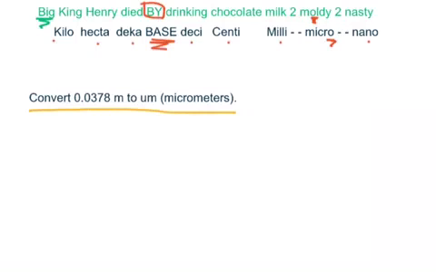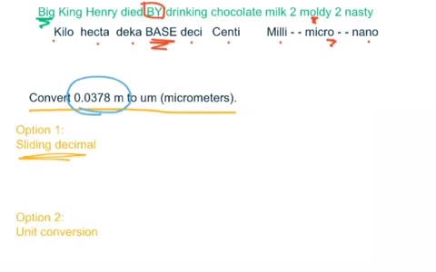So now we have our metric prefixes, and we can use those in two different ways to solve our problem down below. So option number one is to slide the decimal. What we mean by that is we are going to look at our two units. We have 0.0378 meters, and we're converting that to micrometers. So I find meters at my base, and I find micro over here. Right now this is 0.0378 meters, and I want to convert that over here to micrometers.